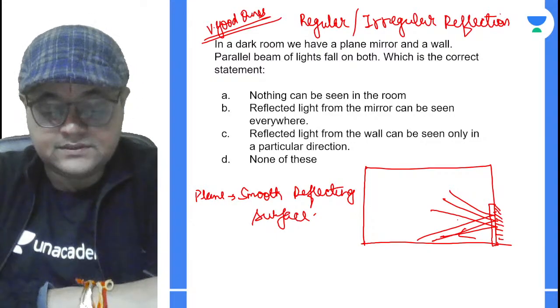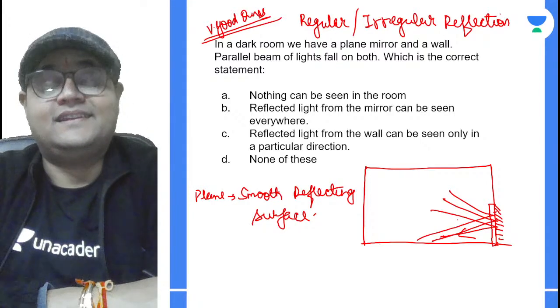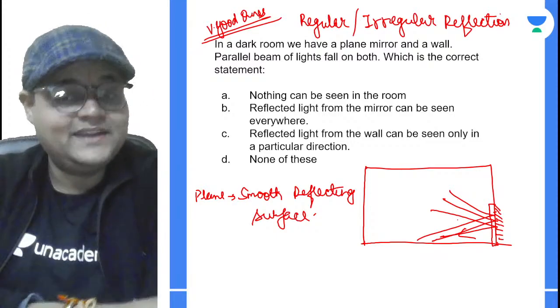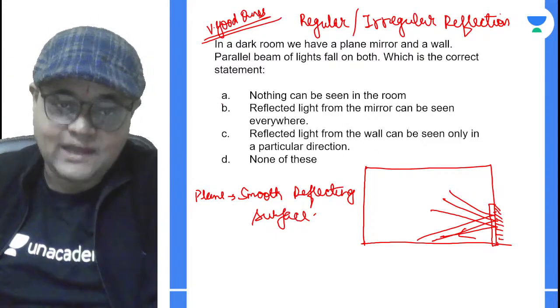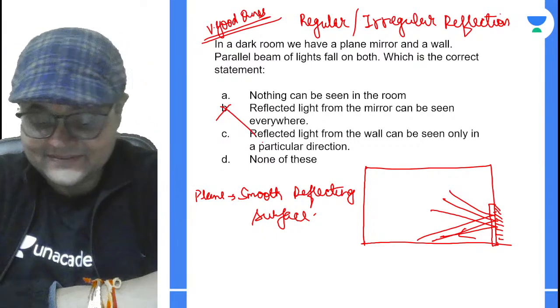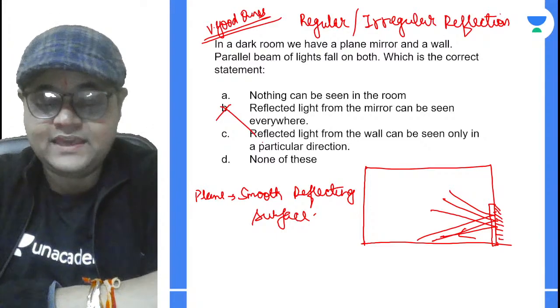Now, what I'm saying, Abhinav Sharma. Regular reflection says that the light ray will be observed in a particular direction only. So this B is out of context. This cannot be the correct answer. You cannot have B as the correct answer.